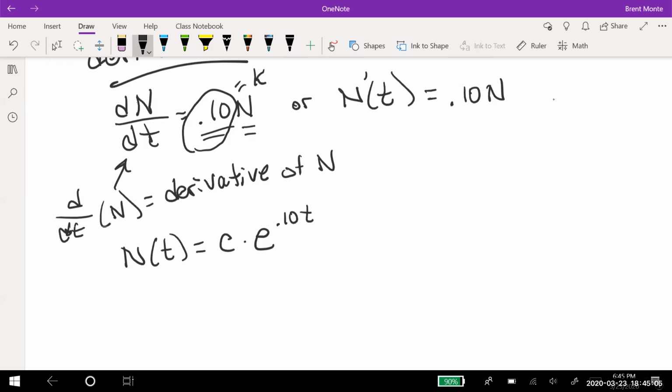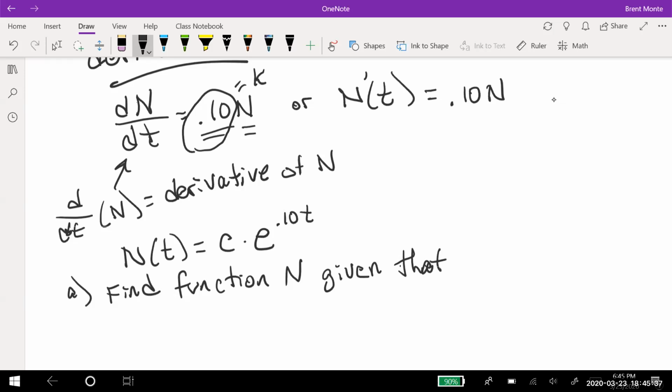So we know what the function looks like. They go on and they tell us some more. Part A says, find the function that satisfies the equation, assume the number of franchises at t equals 0 is 50. Find function N, given that N equals 50 at t equals 0.